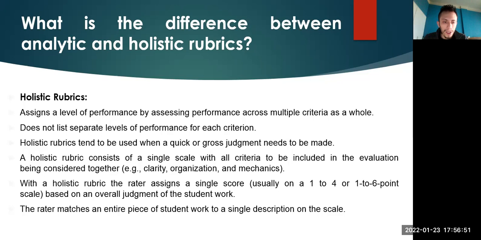A holistic rubric consists of a single scale with all criteria to be included in the evaluation being considered together, for example, clarity, organization, and mechanics. With a holistic rubric, the reader assigns a single score, usually on a 1 to 4 or 1 to 6 point scale, based on an overall judgment of the student work. The writer matches an entire piece of student work to a single description on the scale.